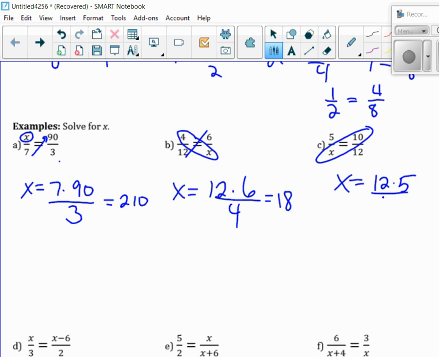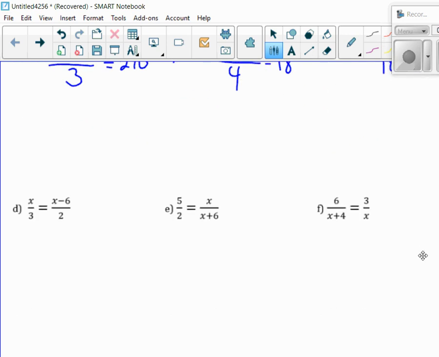12 times 5. Very good. And so what do we get? 6. Okay, does everybody understand how to do that? Okay, because when we're doing the trig, we're going to have to get the variable isolated. So we're going to have to do that trick a lot. So then we have other things like this.